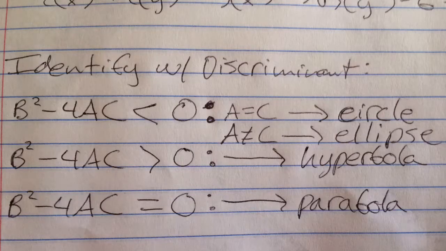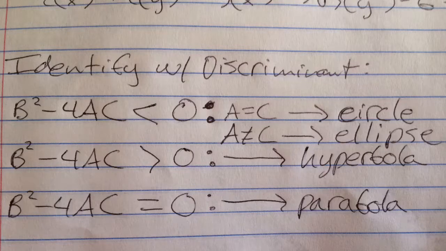Now the other half of the rotated conics is finding out the angle of rotation, and finding out the conic that it is. So that is what we're going to do here. In order to identify the conic section that is rotated, you have to use the discriminant in the quadratic equation. And if you don't already know that, the discriminant is b squared minus 4ac.